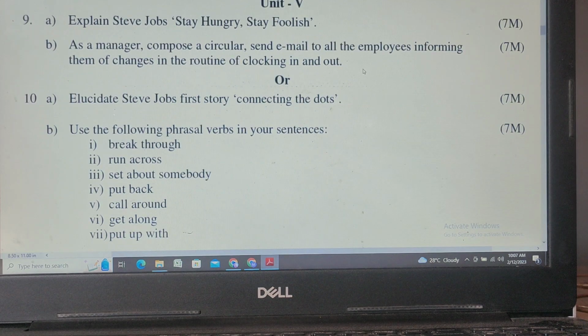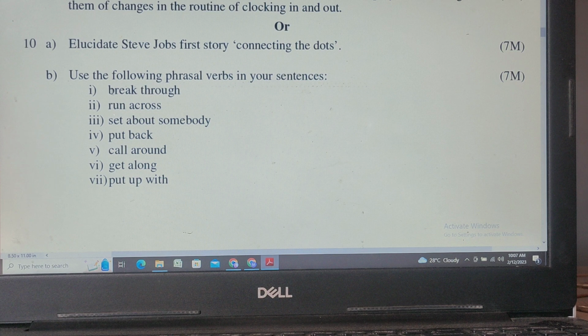And the last unit talks about Stay Hungry, Stay Foolish, that is Steve Jobs, and an email, or it's a combination of again Steve Jobs and a phrasal verb. Now phrasal verbs are something where you have to put them in your own sentences, something like 'get along', 'put up with'. Get along means moving with the situations. So, despite many difficulties, I got along with the examination schedule. You can put the phrasal verb in a sentence like this. Phrasal verbs are given in your textbook, and you can go through them if you require.